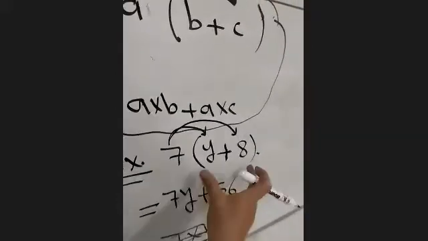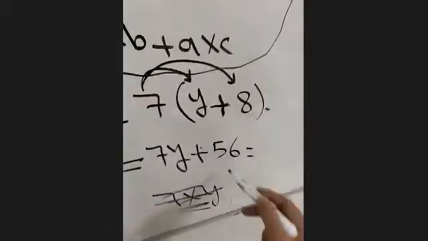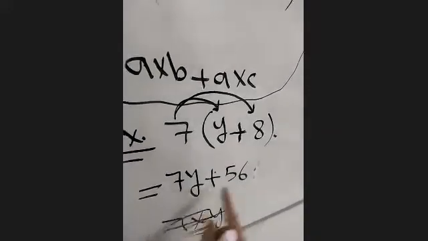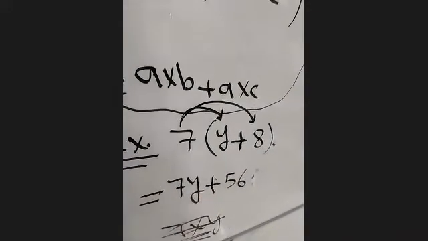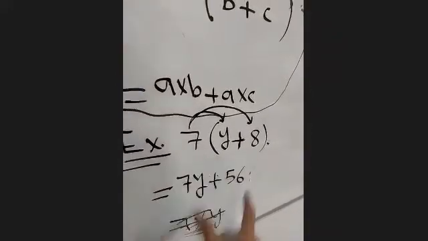So 7 multiply the bracket equals this. You will tell me, Mr., can we do more? No, we cannot do more. This is 7y, this is 56. They are unlike terms. We cannot add them. I don't know the value of y. So this is the final answer for it.